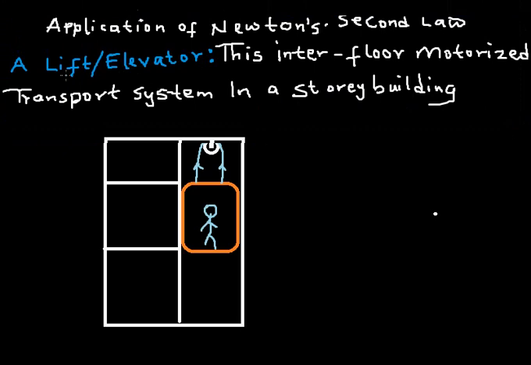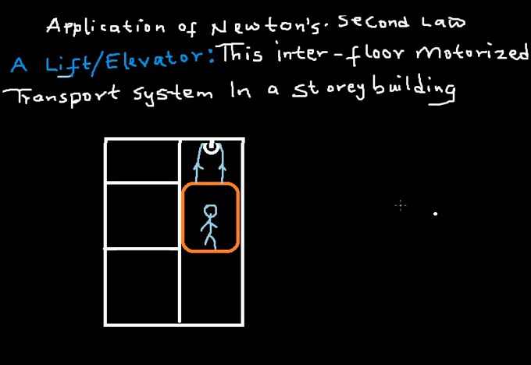So what's a lift? A lift is an interfloor motorized transport system in a storey building. Some buildings are so tall, with many floors, that taking a staircase might be strenuous. So such buildings provide a motorized system that carries people from one floor to another. This motorized system can go up or come down.